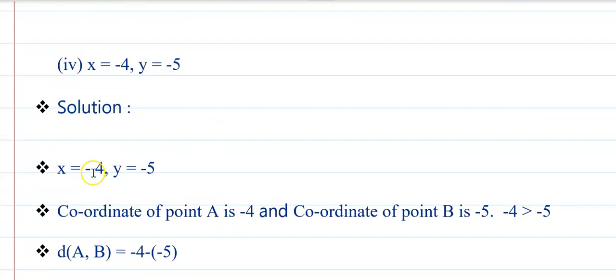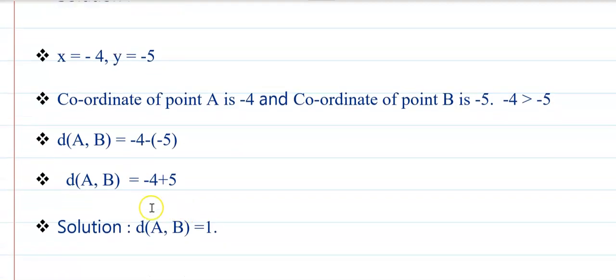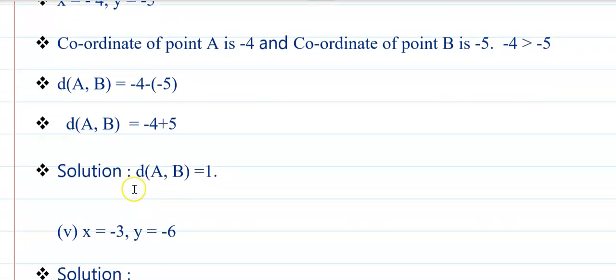Next, x is equal to minus 4 and y is equal to minus 5. Coordinate of the point A is minus 4 and the coordinate of the point B is minus 5. Minus 4 is greater than minus 5, and therefore distance AB is equal to minus 4 minus in bracket minus 5. That is minus 4 plus 5, that is equal to 1. Therefore the distance AB is equal to 1.